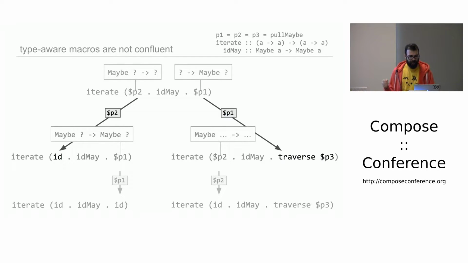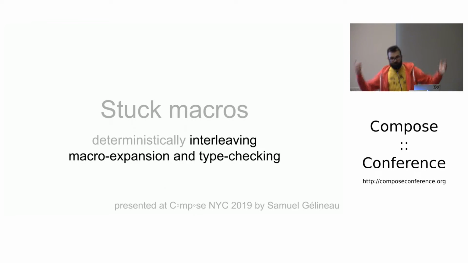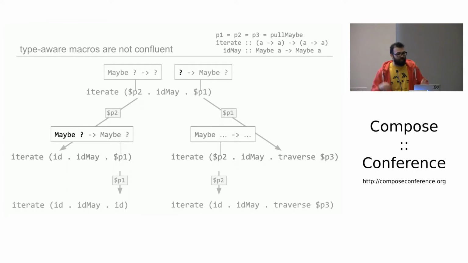All right. So we've just done some macro expansion. What do we do next? We do some type checking. So now that we have expanded $P2 to identity, we can do some type checking in order to learn more information than we had before about the type of the call site of $P1.